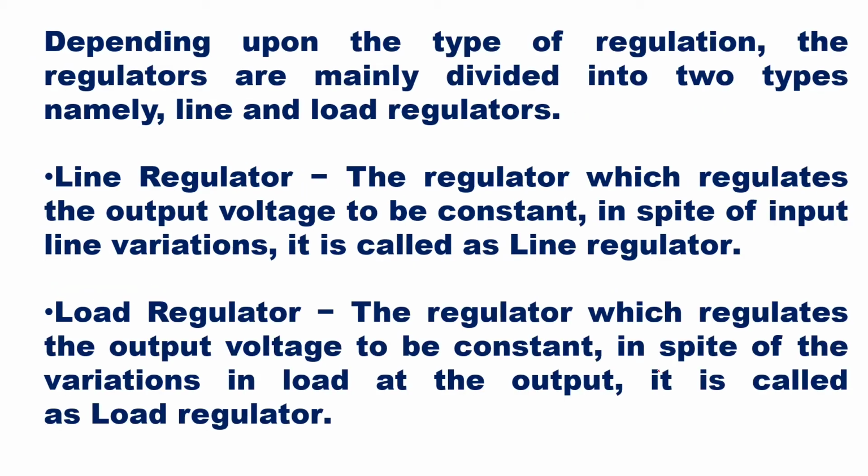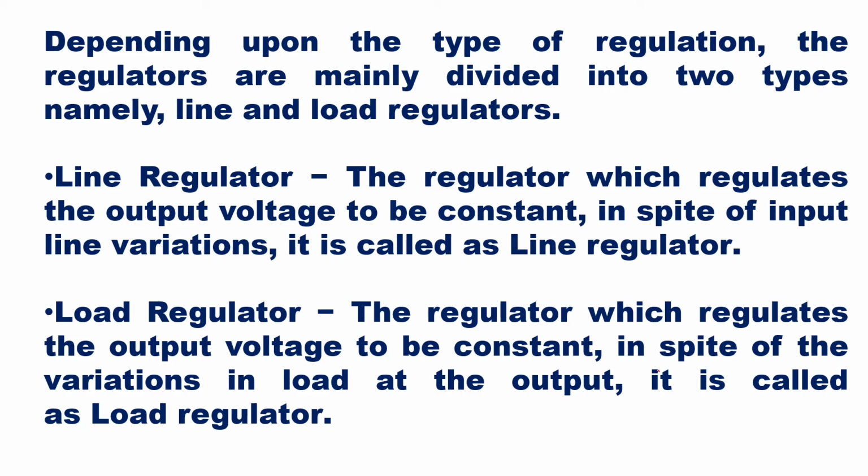Depending upon the type of regulation, regulators are mainly divided into two types, namely line regulation and load regulation. If there is a variation in the input AC mains and you are still giving a constant output, it is line regulation. If there is a variation in the output load and still you give a constant output voltage, it is load regulation.